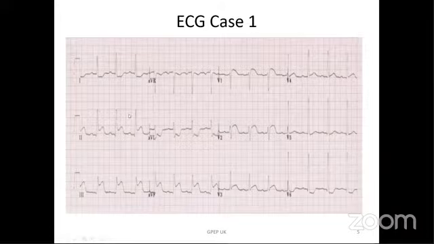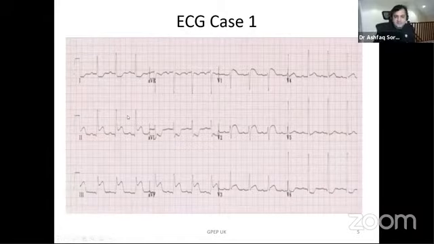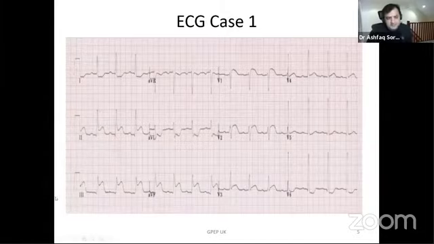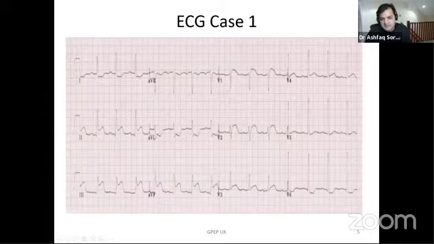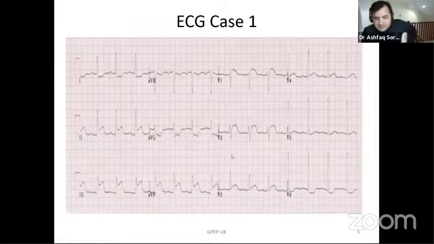ST elevation. ST elevation in II, III, aVF. Good. So all of you picked up correctly. So this is normal sinus rhythm, PQRS is fine, QRS complex is normal, but you can see that there is an ST segment elevation in the inferior leads. ST elevation, you can see in V1, V2. Now, I'm glad that Saqib has taught you all that.